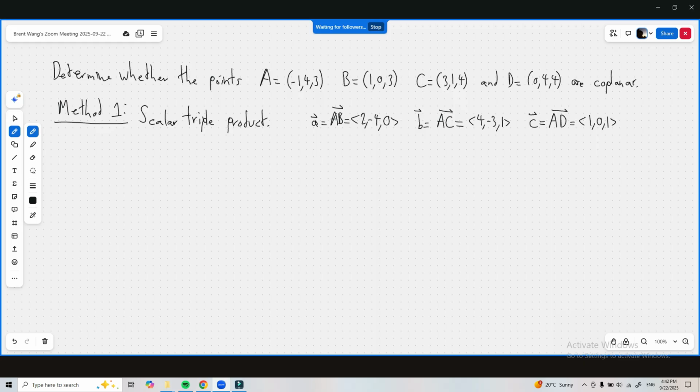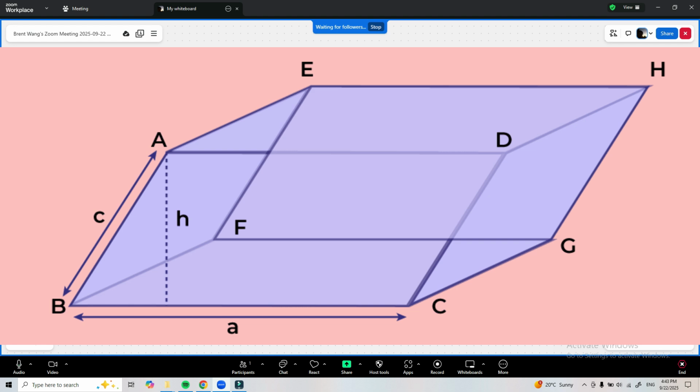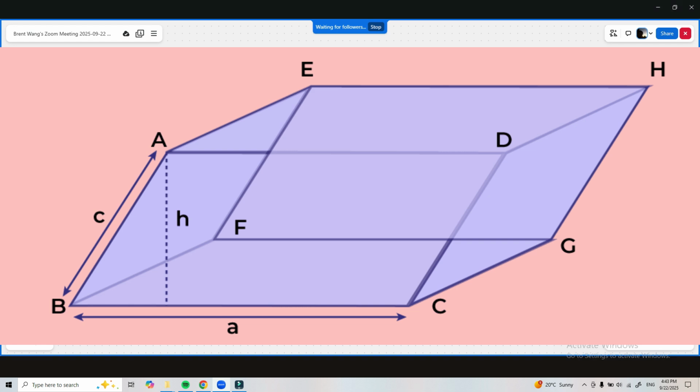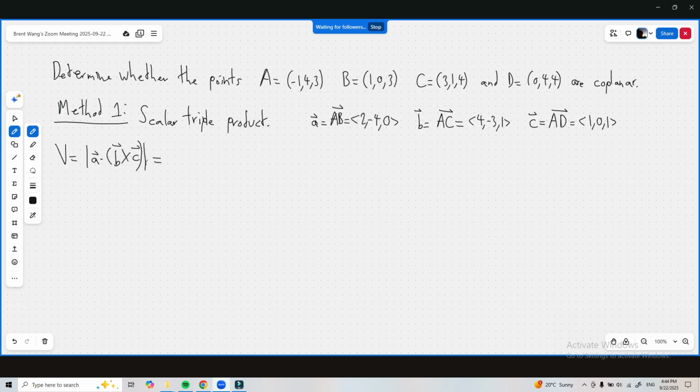Alright, so the scalar triple product is V, which stands for volume, equals vector A dot the cross product of B times C. The idea here is that these vectors form something called a parallelepiped. And if the volume of the parallelepiped is 0, then these 4 points are coplanar. So let's just plug in the formulas.